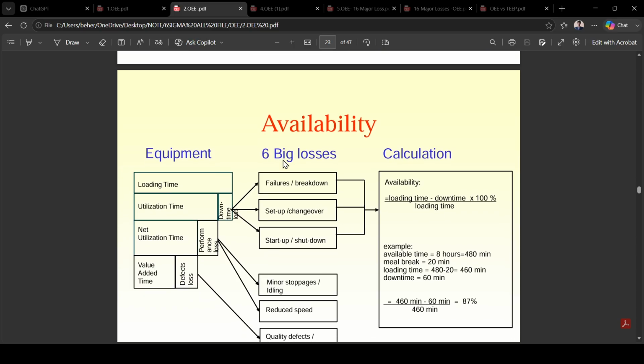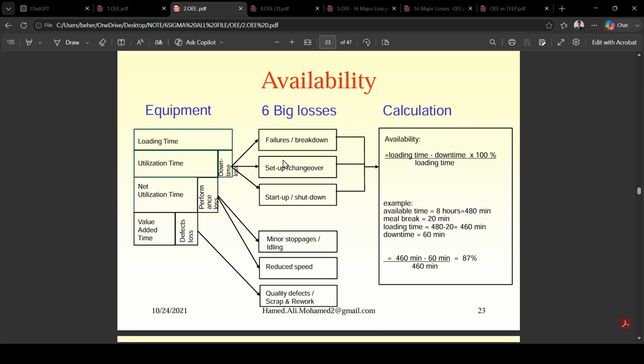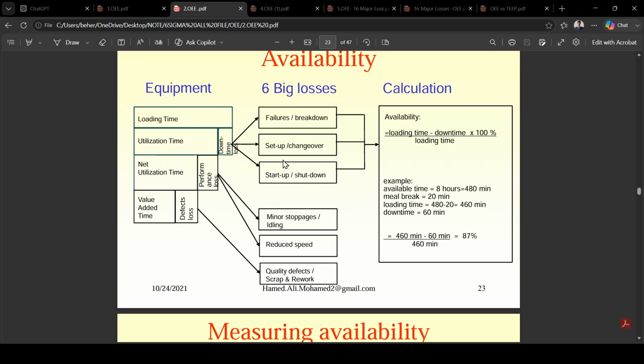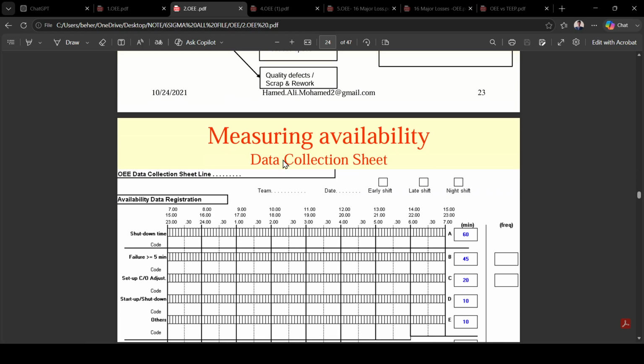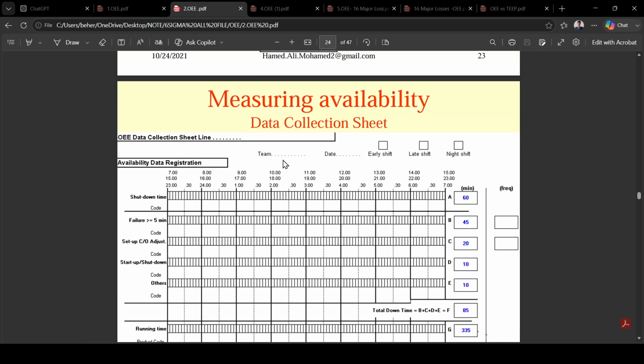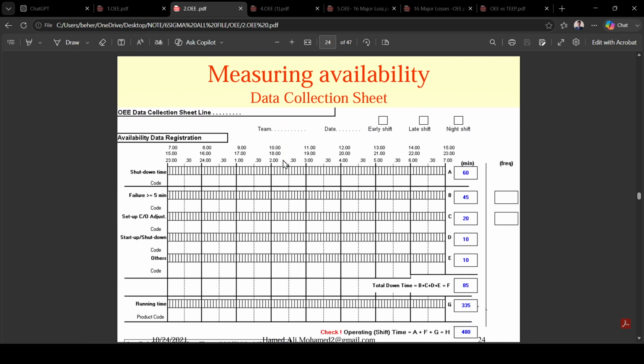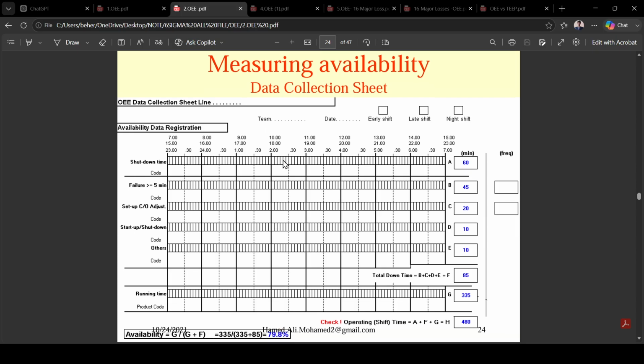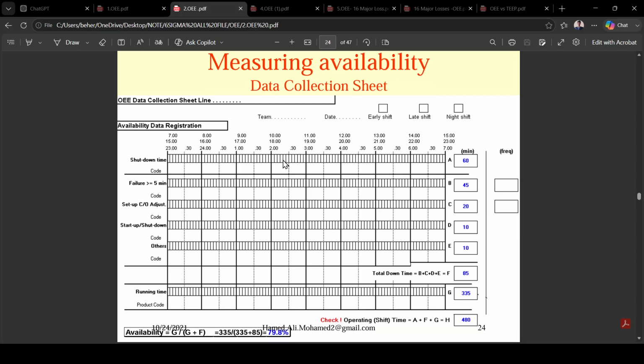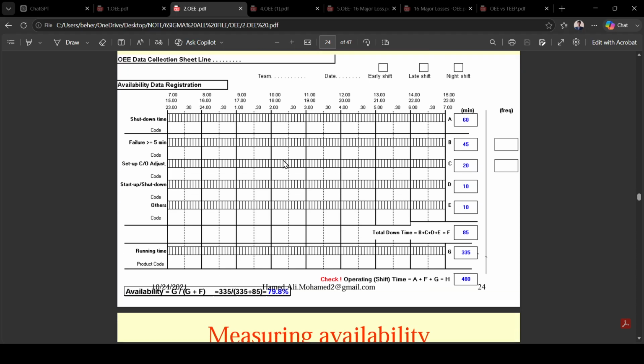Then availability. Availability calculation: how the availability is there. So see that example where he will explain that availability. Then measuring availability, the data collection sheet. You can make that a PDF or this type of format, then you can understand these things.